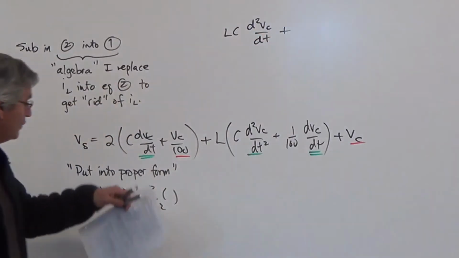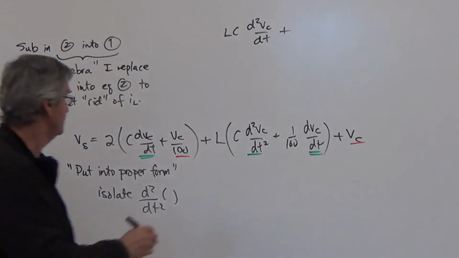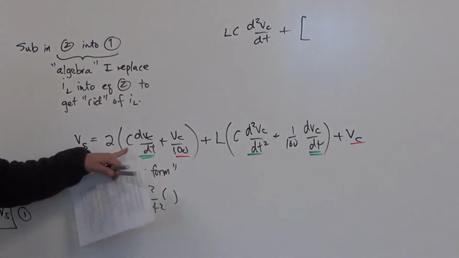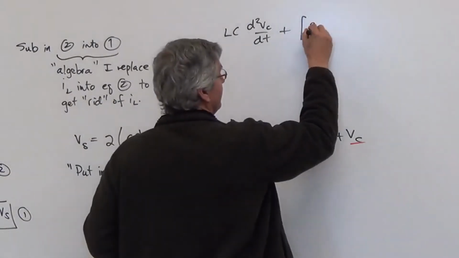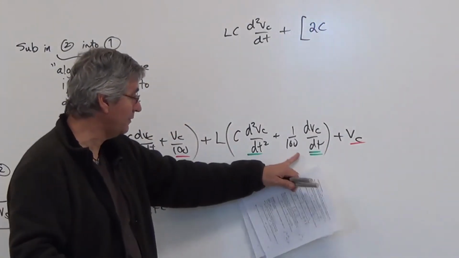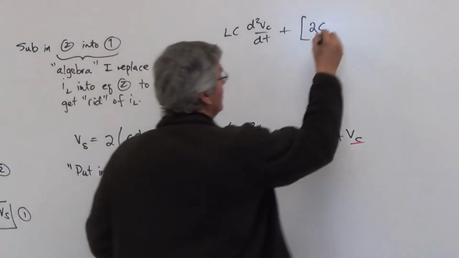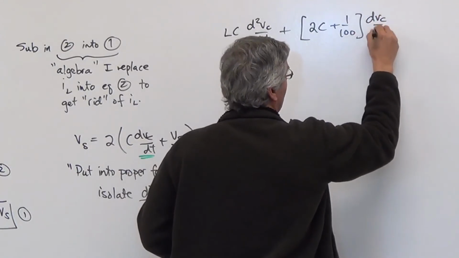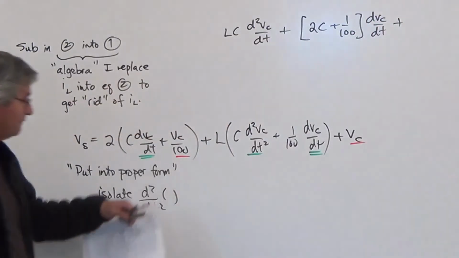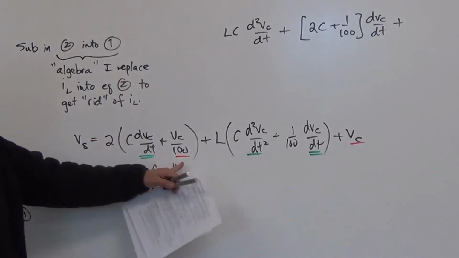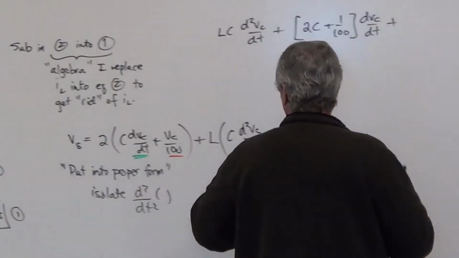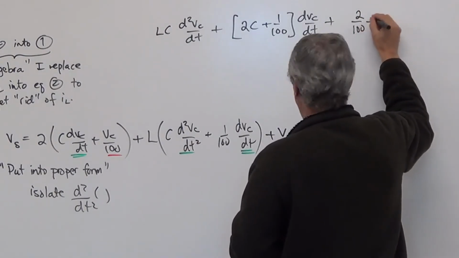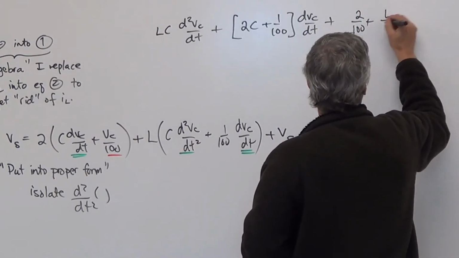So now I'm going to focus on the dV/dt term. If I do that, look at this now. I got 2C. And then I focus here, and I'm going to get 1 over 100. And then finally, I'm going to focus on the red, so I get 2 over 100. So it looks like I'm going to get 2 over 100 plus L over 100.